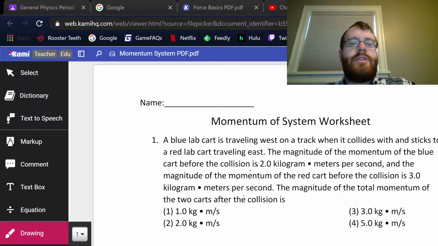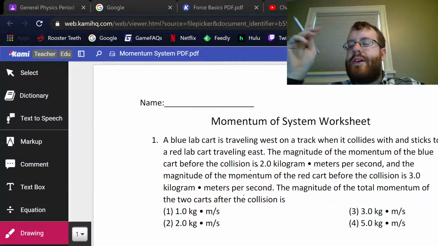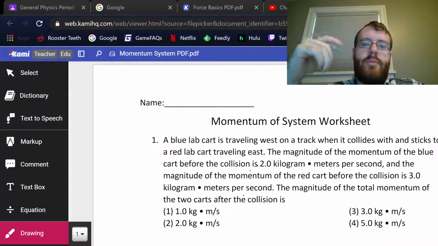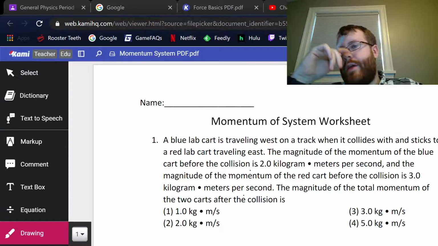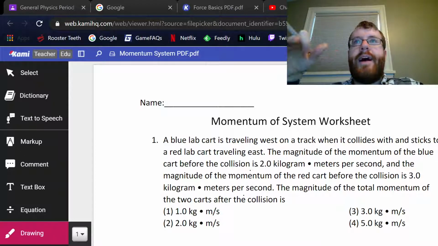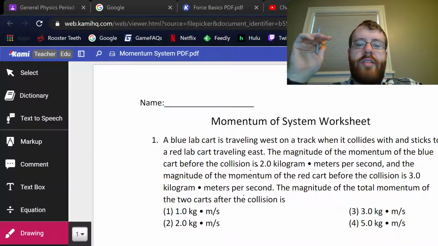All right, ladies and gentlemen, today we're going to be going over the momentum of a system worksheet. Now, this is a pretty tough worksheet overall because we're dealing with a lot of fairly complicated momentum problems. We got a lot of moving pieces. Now, momentum as a whole, the math behind it, the actual algebra and stuff is pretty simple. The tough part is setting up the equation correctly.